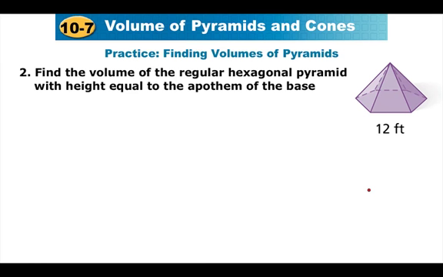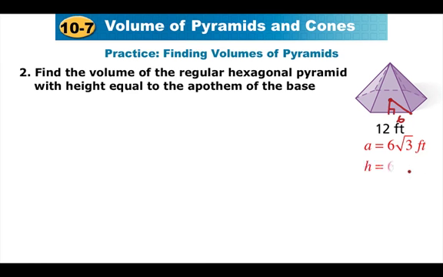Says find the volume of a regular hexagonal pyramid with height equal to the apothem of the base. So first thing, keep in mind that the apothem is 6 radical 3 feet. How do I get this? You just have to go through the steps that you learned in chapter 9. Have half the center angle. This is 6. You have your 30/60. You multiply this by the short leg times radical 3 to get the long leg, and that's your apothem.